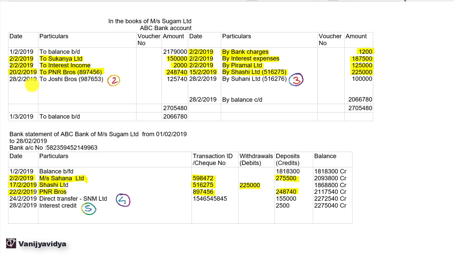Now the next transaction. 2. 20th Feb 2019, to Joshi Brothers, 987653, 1,25,740. So in the bank account we have a check which is received from Joshi Brothers. The check number is 987653, but the same is not cleared in the bank and not appearing in the bank statement. So let's prepare a working note and analyze this transaction.